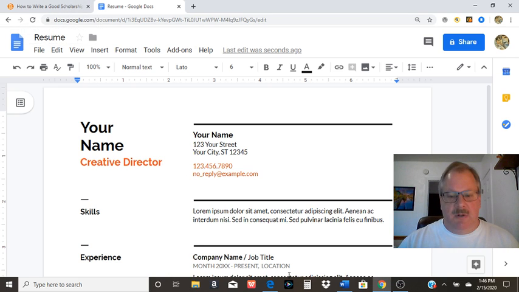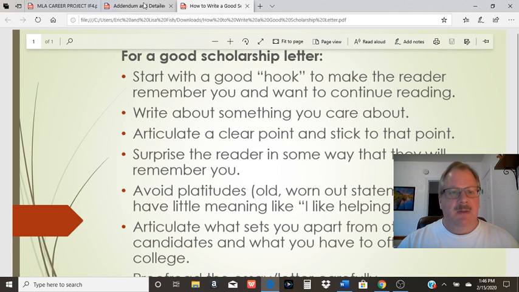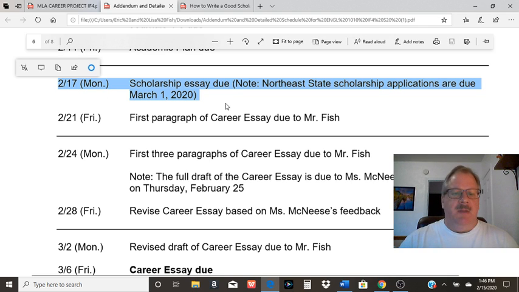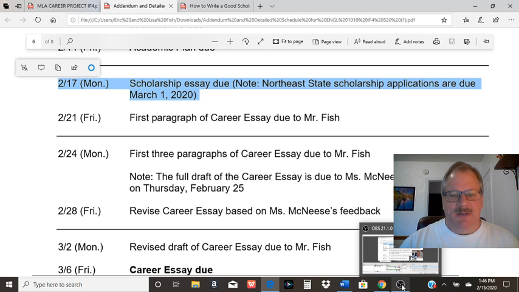But again, for Monday, we're looking for that scholarship essay and the resume, hopefully. We'll take a look at that scholarship essay and try to get it back to you because the application is due March 1st. And hopefully you're going to apply. The point of writing the letter is that you actually apply for the scholarship. It doesn't hurt to have a little extra money on hand, right? You'll be surprised how many different scholarships are out there.